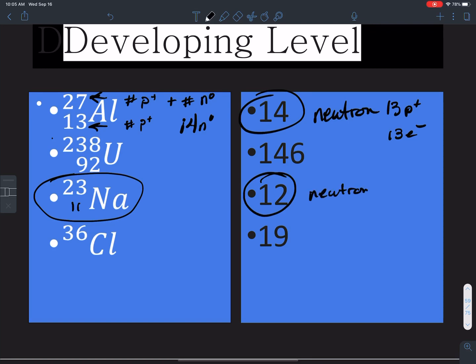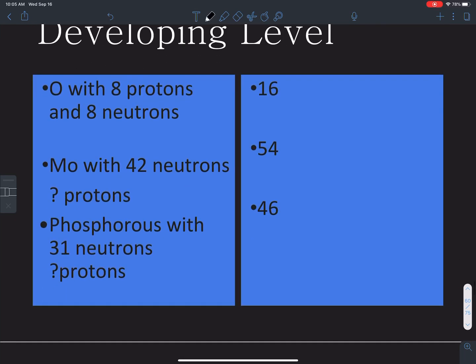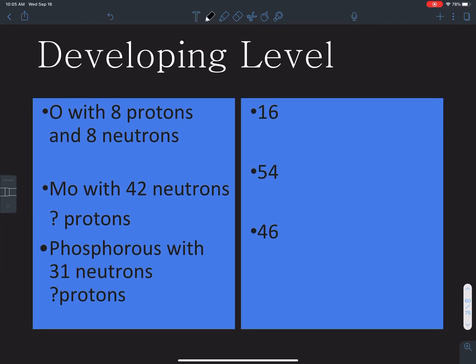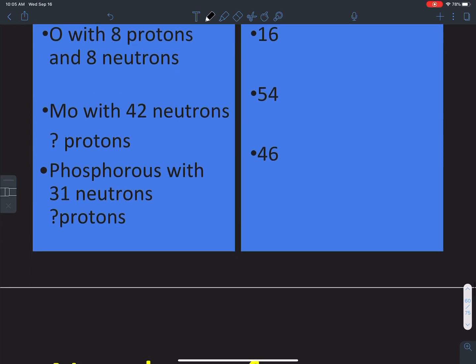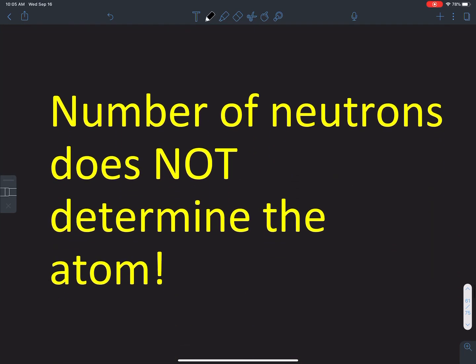And then for sodium, we also have 11 protons, which we just discovered by looking at the periodic table. And since it's a neutral atom, we also have 11 electrons. All right, this slide actually has some mistakes in it, so we're not going to go through this slide. It's just more of the same kind of practice.